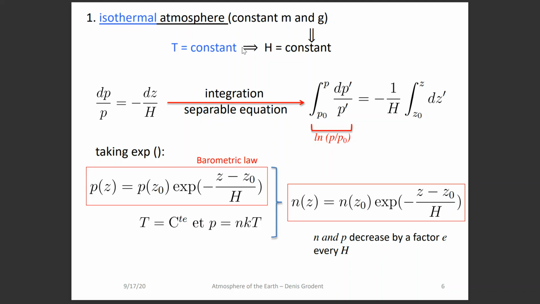This is constant temperature, which induced that the scale height was constant. It was the easiest case, the isothermal one, and we ended up with the barometric formula. The pressure is dropping exponentially with the altitude. The density is following the same law.